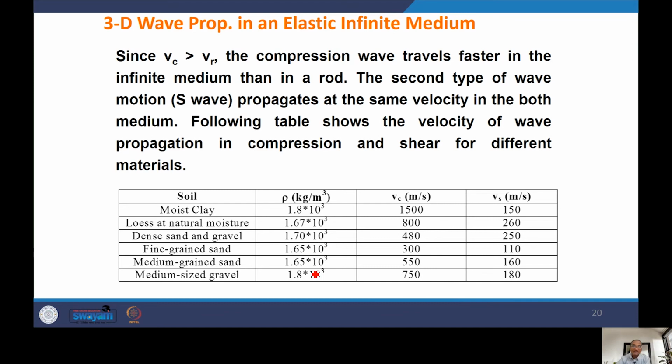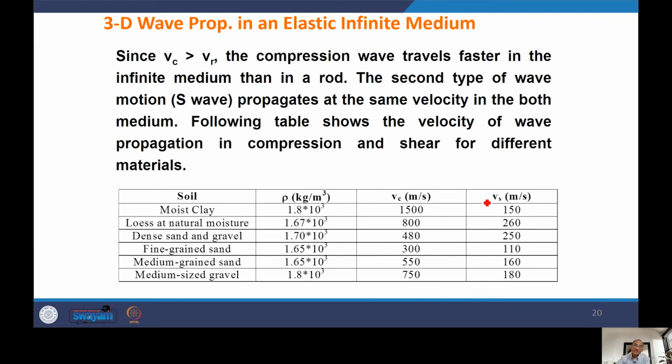So for the mass density given here, for the clay Vc is about 10 times Vs, but the minimum, if you see, the difference is about 3 times here. In any case, the ratio will be more than root 2, that is 1.41. It cannot be less than root 2 in any case. So you could see almost 3 times difference here, and so on. Here the difference is less than 2 times in dense sand and gravels, 480 and 250. So that means it is okay.